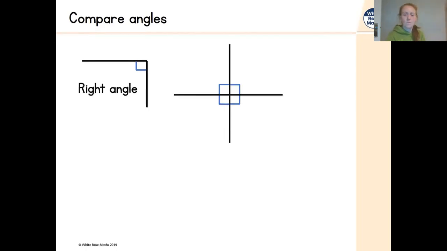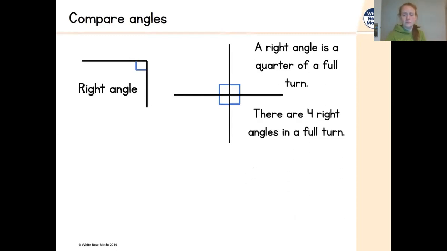And we saw yesterday in the previous lesson that in a full turn, there are 4 right angles, so a right angle is a quarter of a full turn.